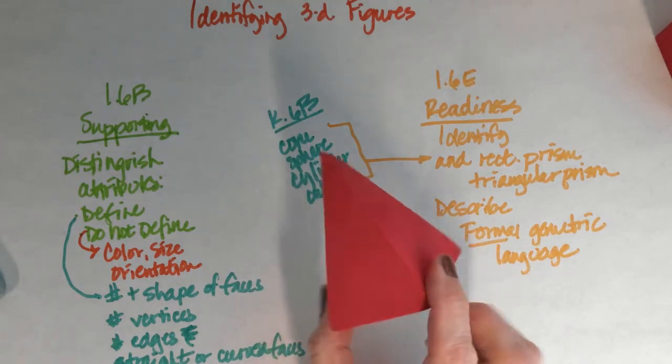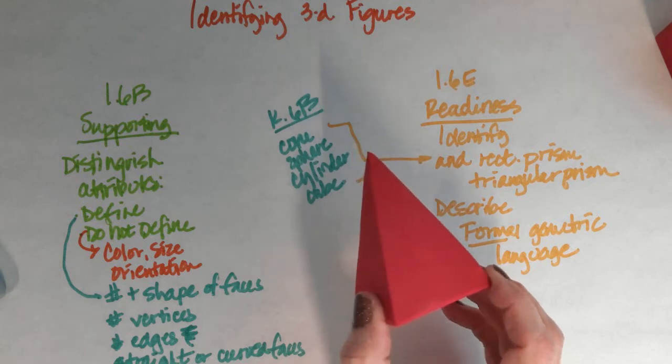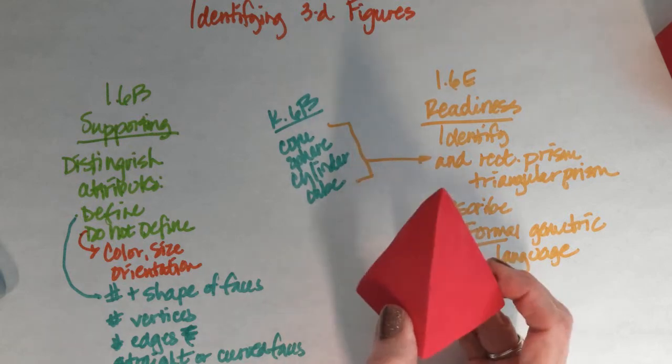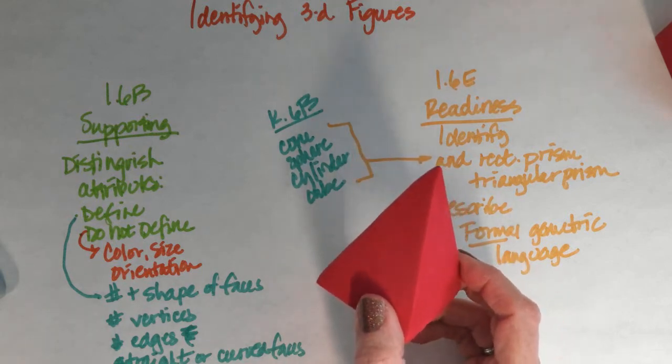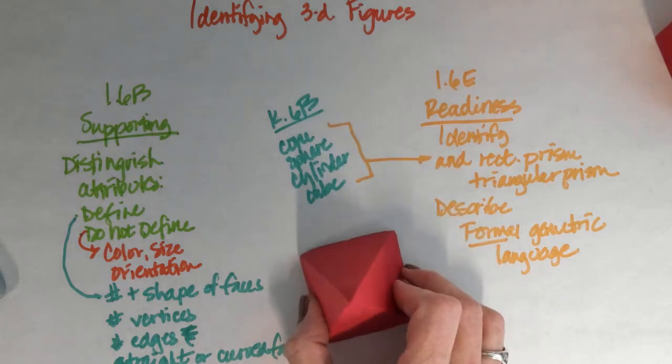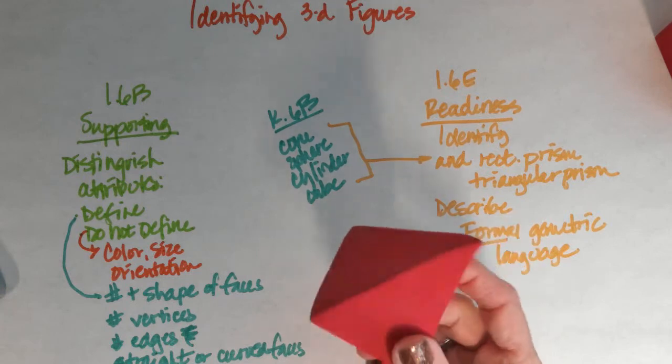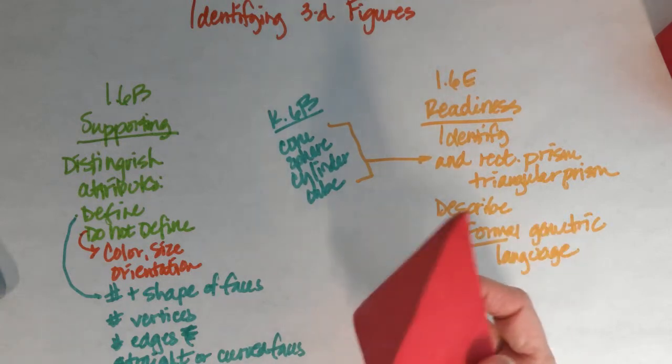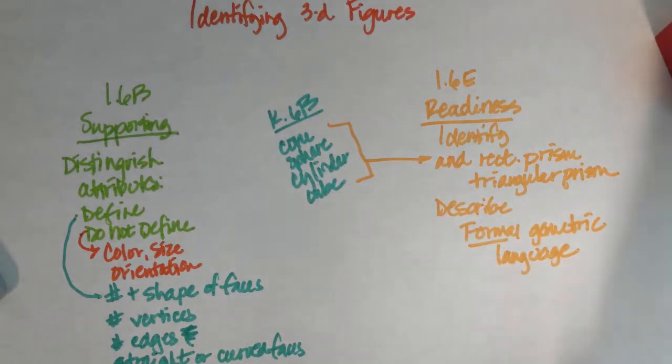So it's really important that you watch the resources that you use, manipulatives and print resources, to make sure that you're staying within the requirements of your standards. So this is not a triangular prism. Matter of fact, the set that I have doesn't even have a triangular prism.